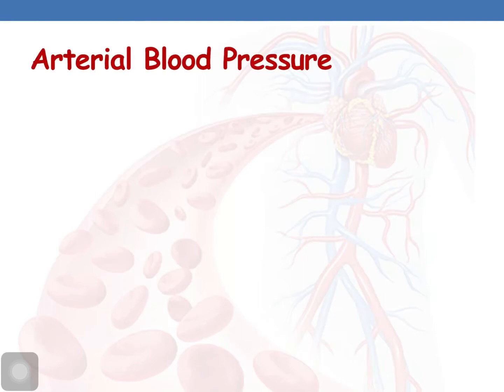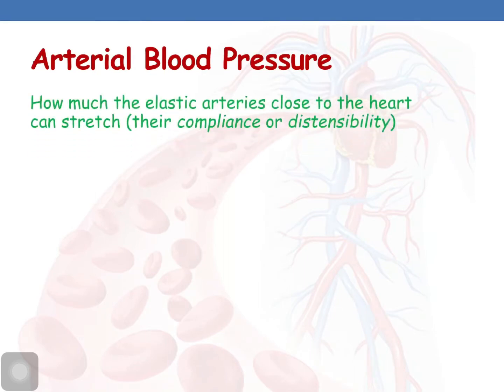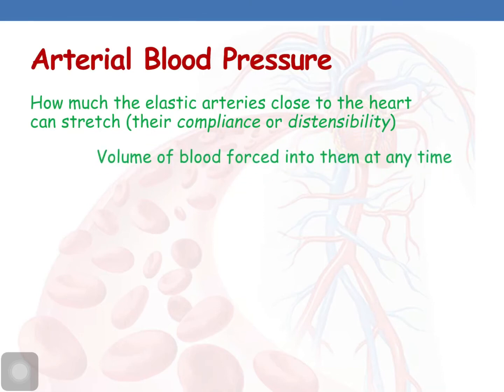Arterial blood pressure reflects two factors: how much the elastic arteries close to the heart can stretch, which is their compliance or distensibility, and the volume of the blood forced into them at any time. So if the amount of blood entering and leaving the elastic arteries in a given period were equal, arterial pressure would be constant. But that's not the case. In the body, blood pressure is pulsatile. It rises and falls in regular fashion in the elastic arteries near the heart.